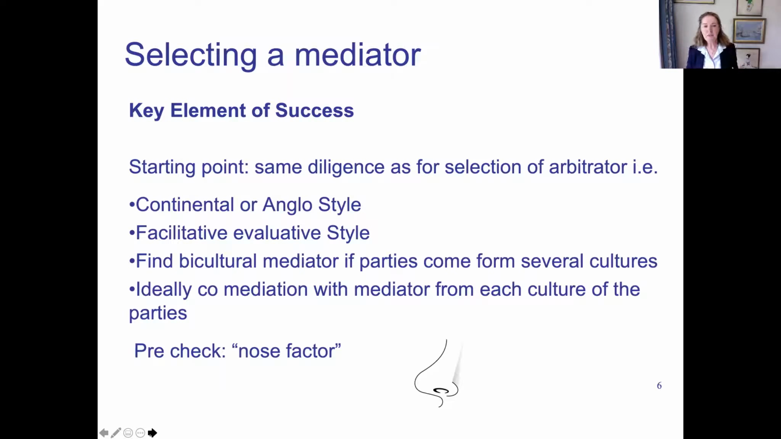And then we have, is the mediator facilitative? Are they there to get people to talk and to come up with their ideas? Or are they slightly more evaluative, where they may give a view on what they think might be a way forward? That's quite controversial because the purists say a mediator should not be evaluative in any way. We can discuss this more. Some people may want a bicultural mediator, so I'm quite often appointed for Anglo-Italian disputes because I speak Italian and I've lived in Italy, and people may feel that they want someone who will understand some of the cultural issues.